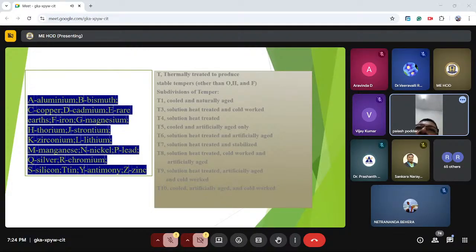T7 is called solution heat treated and stabilized. T8 is called solution heat treated, cold worked and artificially aged. T9 is called solution heat treated, artificially aged and cold worked. T10 is called cooled, artificially aged and cold worked. These are magnesium-aluminum-zinc, common types of heat treatable alloys. Artificial or natural aging causes an increase in yield strength, while ductility of the alloy decreases due to the heat treatment.